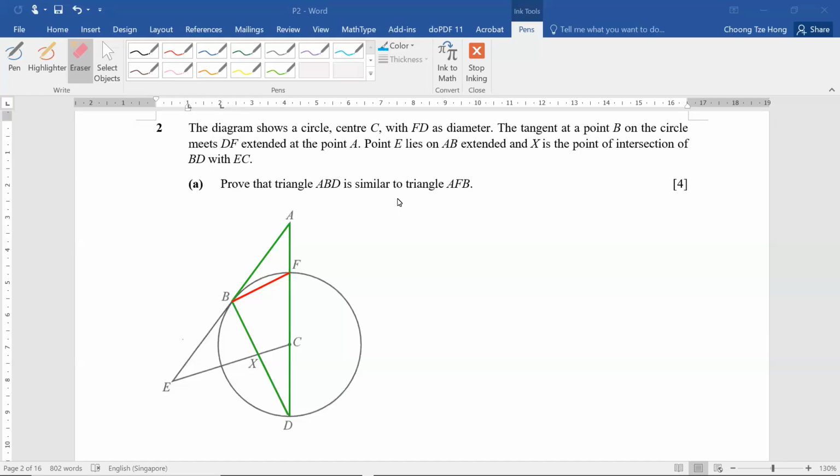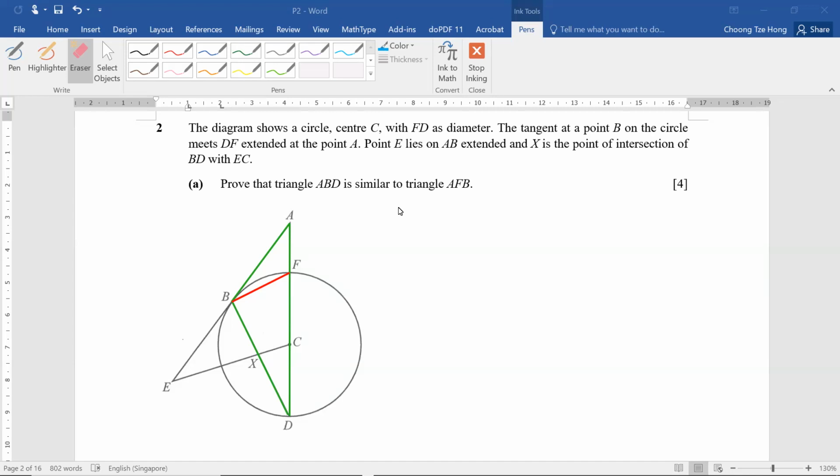Hi students, in this video I'll be going through the 2023 O-Level A Math Paper 2 question 2. This is a question on proof of plane geometry. Let's read the question.